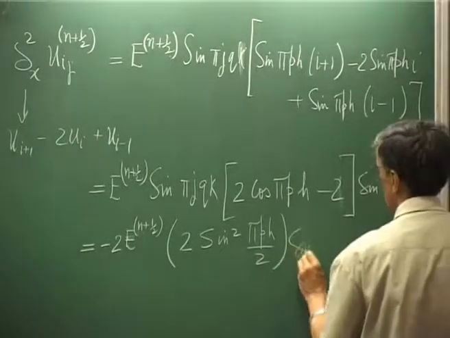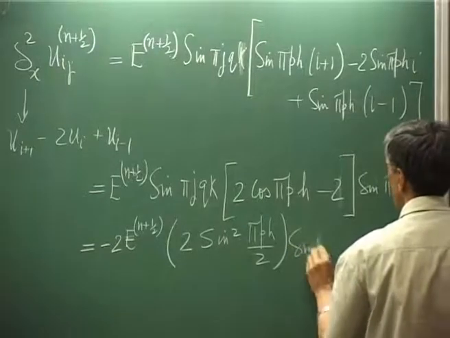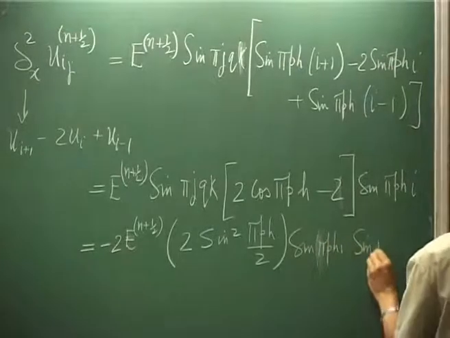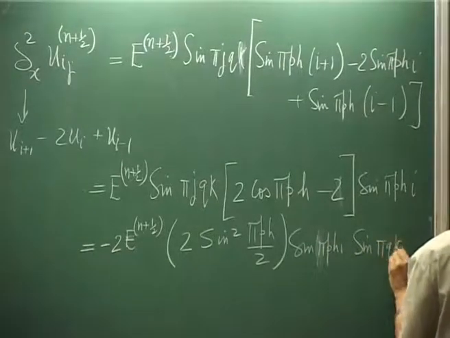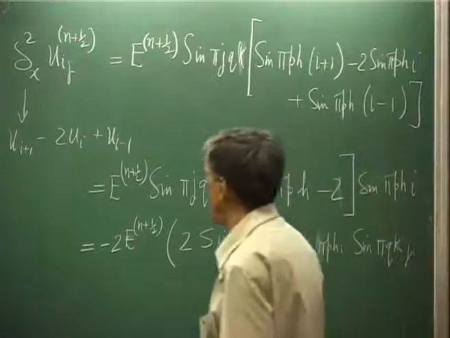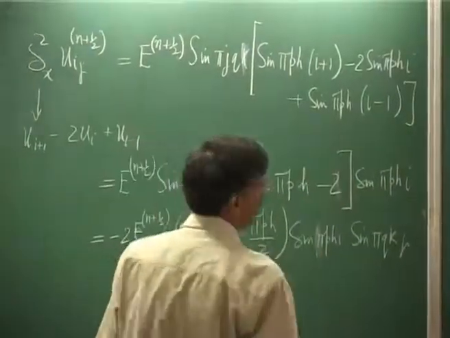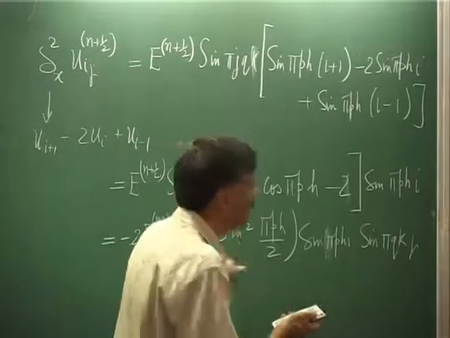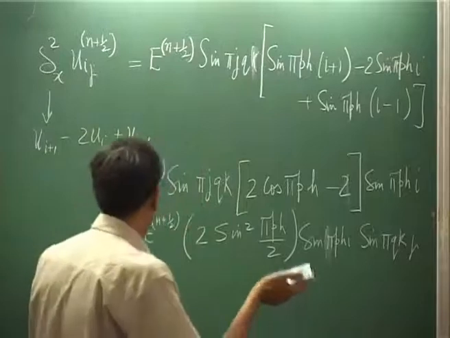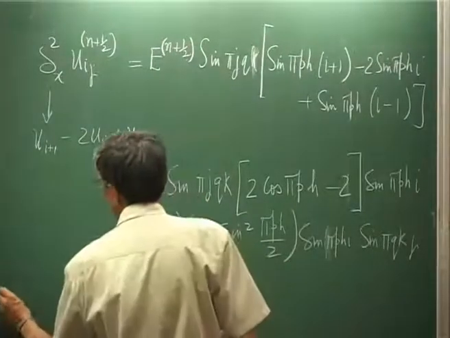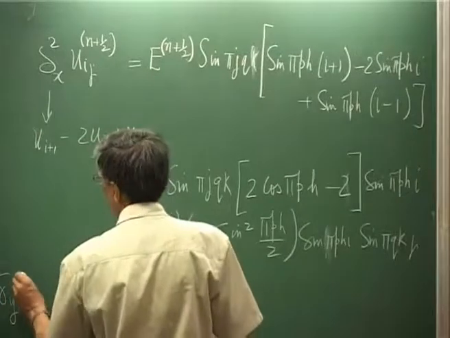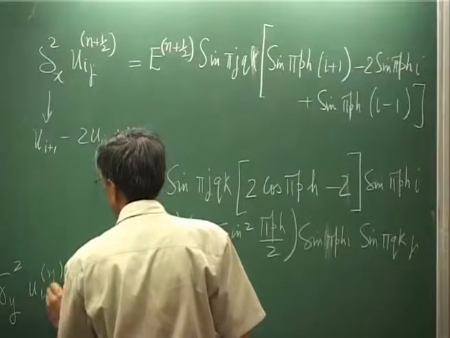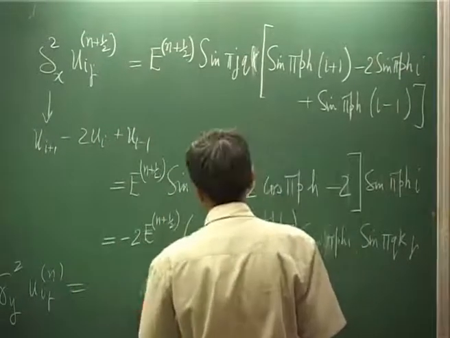into sine pi phi and sine pi q k j, and that's this operator, right? So, this is what we have written it down. So, that is this expression, and the second one would similarly you could just simply write del y square u I j, and that is n, will give us something similar.